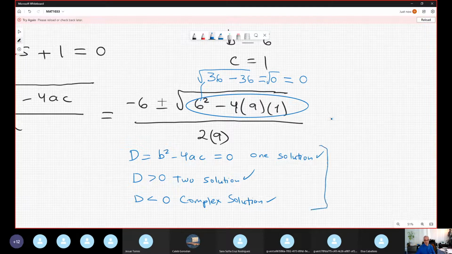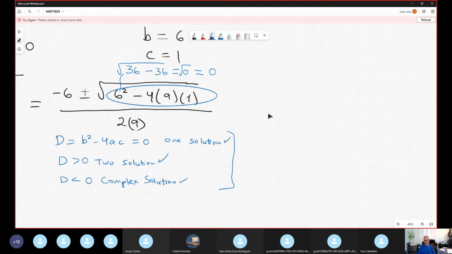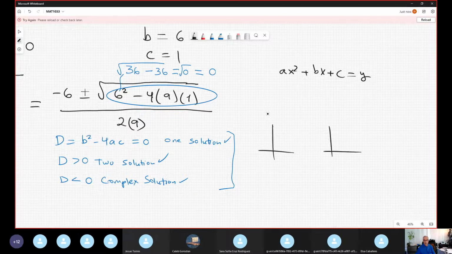Guys, the geometric interpretation, we study this in detail, I promise. But I want to explain because it's interesting. Look, the quadratic function, not quadratic equation, is exactly the same: ax squared plus bx plus c, but you don't put zero, you put y or f of x. The graph of this is a parabola. Sometimes the parabola opens up, sometimes it opens down.